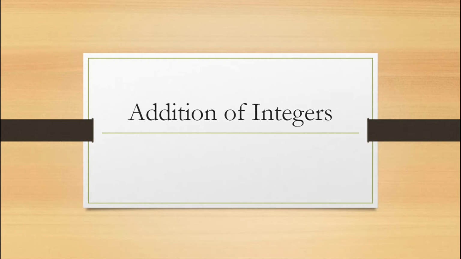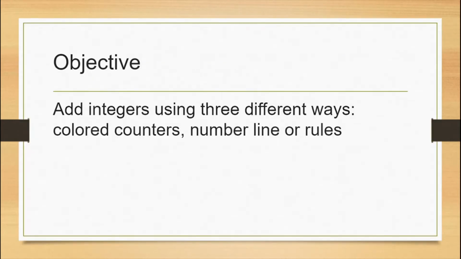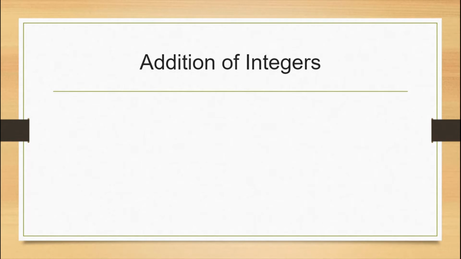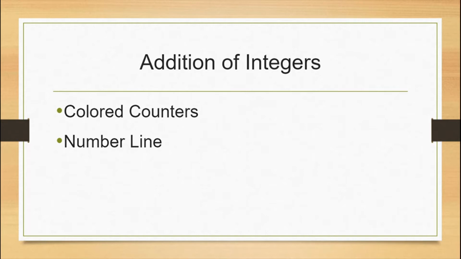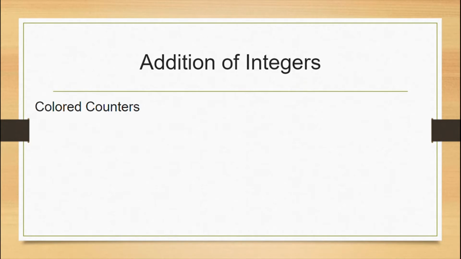For the objective of today's lesson, we will add integers using three different ways: colored counters, number line, and rows. So when we add integers, we could use colored counters, we can also use number line, and lastly, we can also use rows. Let's start with colored counters.